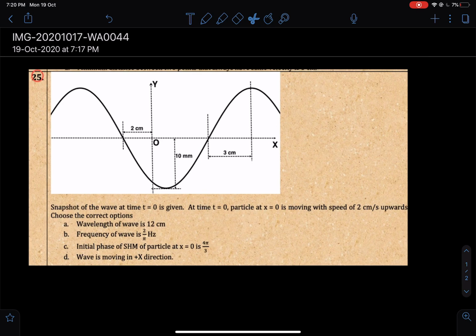Okay, this is question number 25, which is a doubt of one of the students, and this is from the assignment on equation of waves. And we have to find out the wave equation, and we have to check in which direction the wave is moving. Now, in which direction is the wave moving?